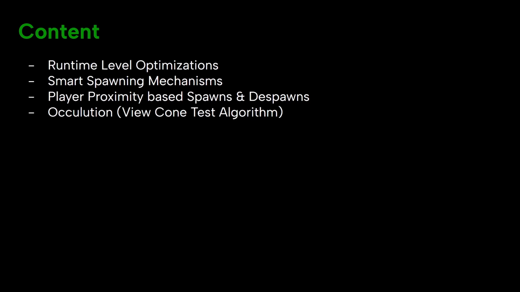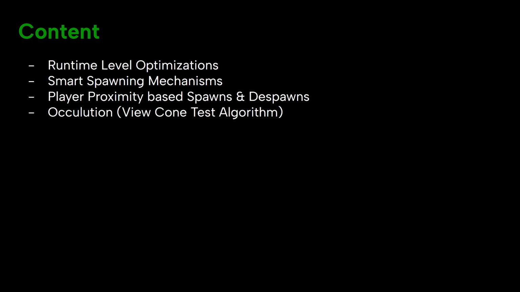Okay, so currently we follow two optimization mechanisms to control this smart spawning and despawning. The first algorithm is the player proximity based spawns and despawns, which means within a dedicated range of the player, it performs this spawning and despawning. The second approach is occlusion. There we follow an algorithm called view contest, which means this spawning and despawning happens only when the player can't see that specific spawn location, right?